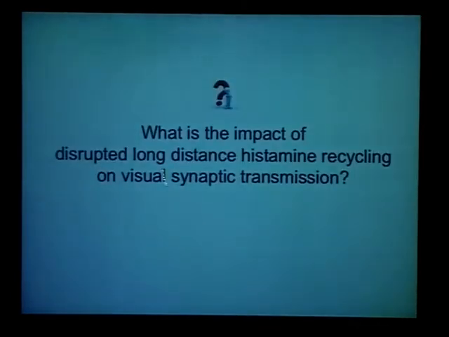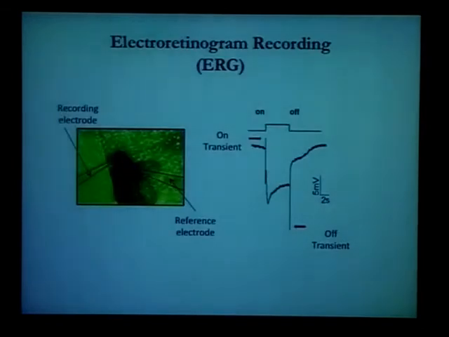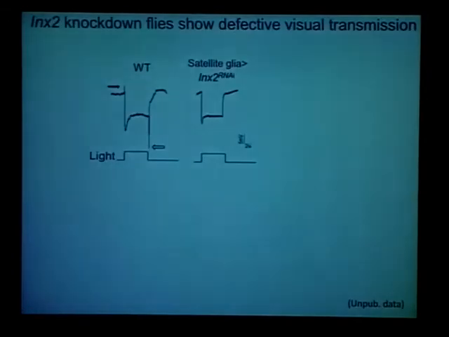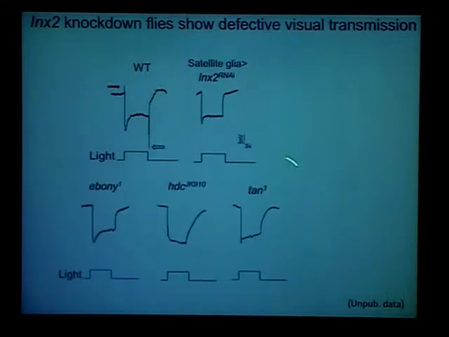Next we asked what is the impact of disrupted long-distance histamine recycling on visual synaptic transmission. For this, we use a tool called ERG, where you can see here the on and off transients. These two spikes represent the transmission from photoreceptors to the postsynaptic lamina neurons. If you look at the knockdown flies, you see that these on and off transients are absent, which suggests that they have defects in visual transmission. This is consistent with the other histamine recycling mutants, which confirms that this knockdown fly is defective in visual transmission.